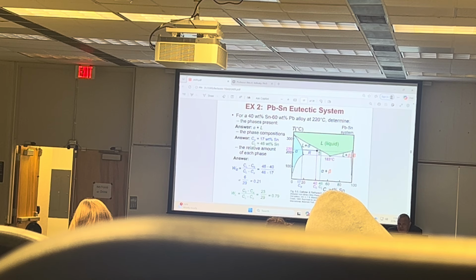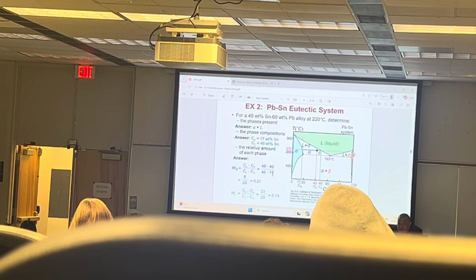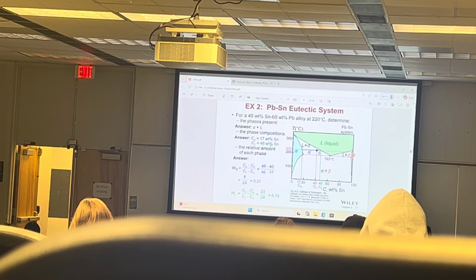What's the fraction of the alpha phase? Well, now we use the lever rule. CL minus C0 divided by CL minus C alpha. 46 minus 40 divided by 46 minus 17, or 21%. And the rest is the liquid, 79%. These are different percentages. This is our percentages in terms of the composition, and they are in weight percent. Here the percentages are just a fraction.